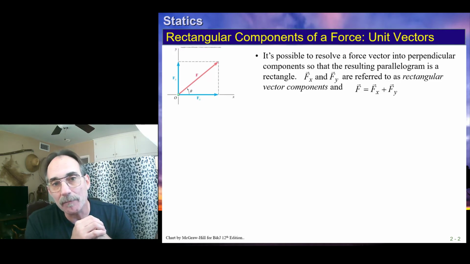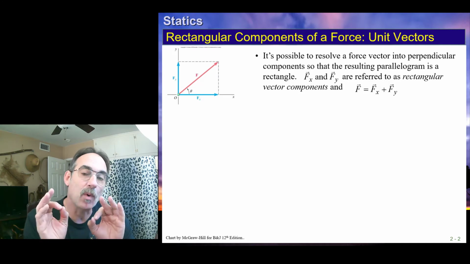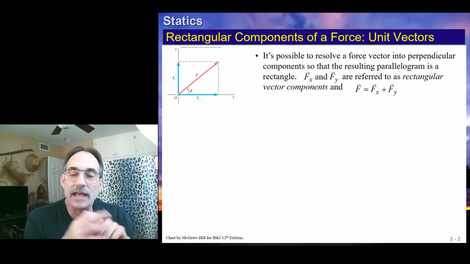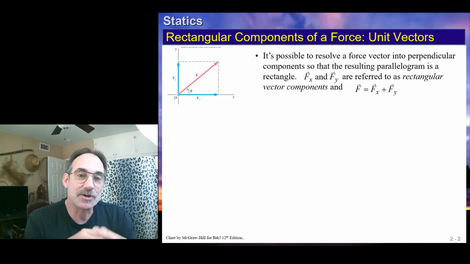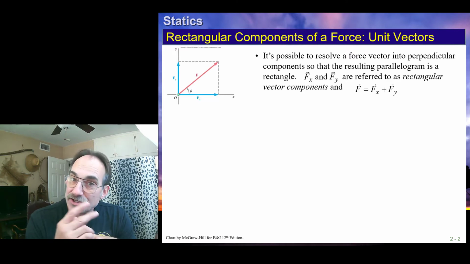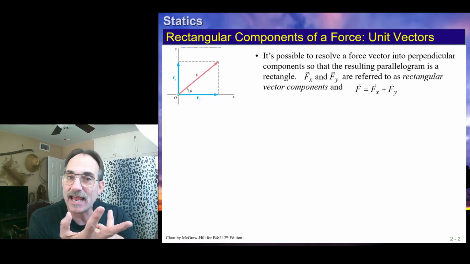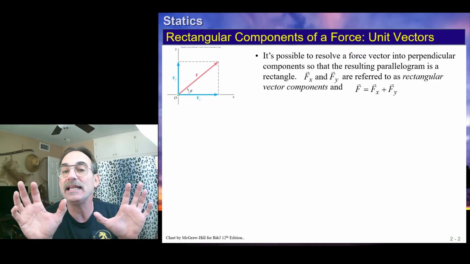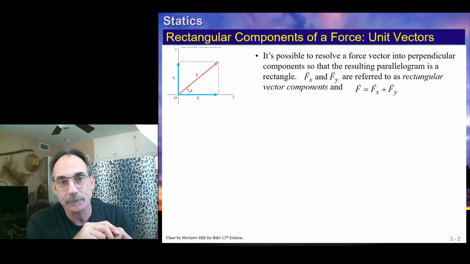When we're using components of forces, it's good to recognize and remember what we've learned in the past about unit vectors. In 3 space, we can define the unit vector in the x direction, we call it i. In the y direction, j. In the z direction, k. So we have an ijk set of mutually perpendicular vectors which can completely define any vector in 3 space.